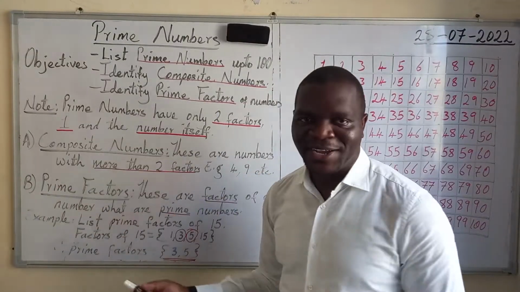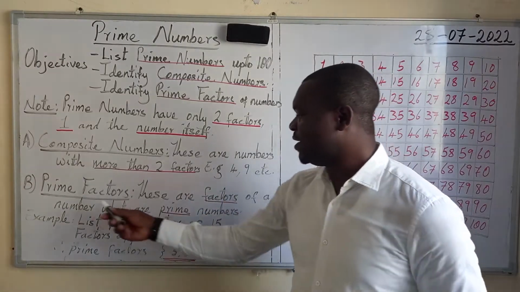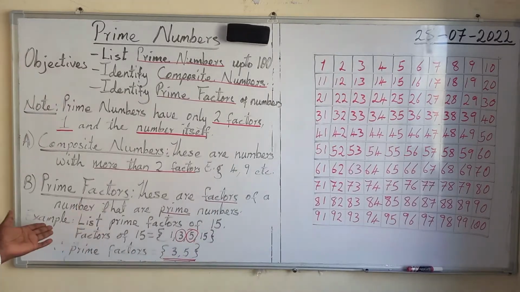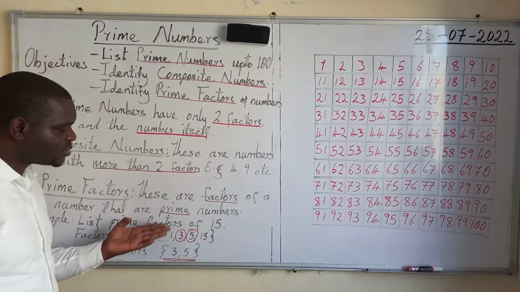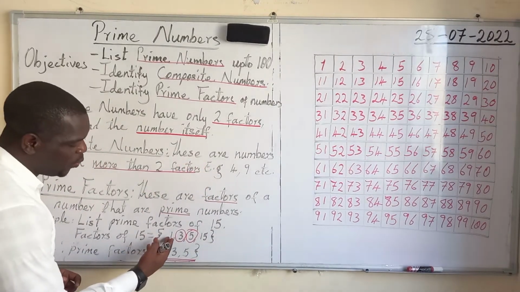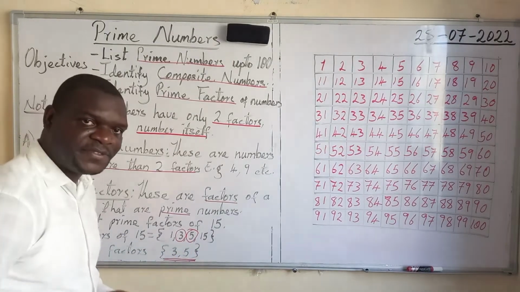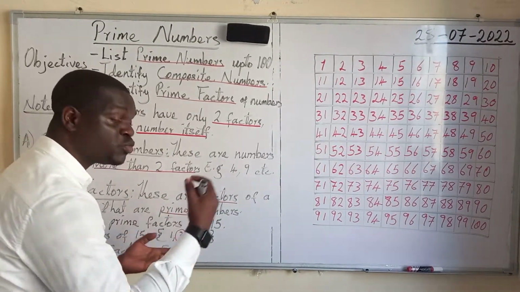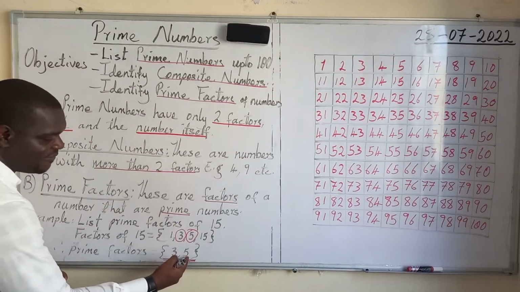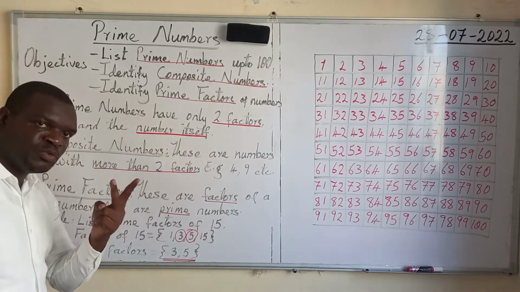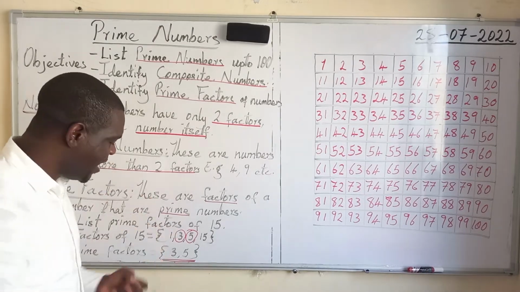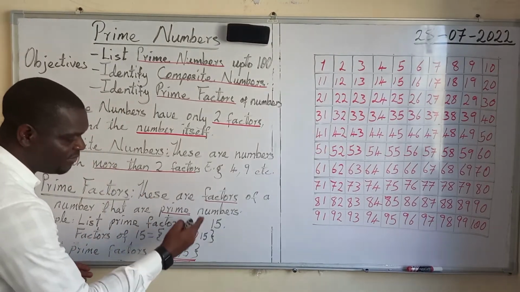What are prime factors? These are factors of a number that are prime numbers. For instance, if they ask you to list the prime factors of 15, first you identify the factors of 15, which are 1, 3, 5, and 15. They are simply asking you from these factors, which of these factors are prime numbers? And they are 3 and 5, because 3 has only two factors, 1 and 3, and 5 has only two factors, 1 and 5. That's why they are prime factors of 15.